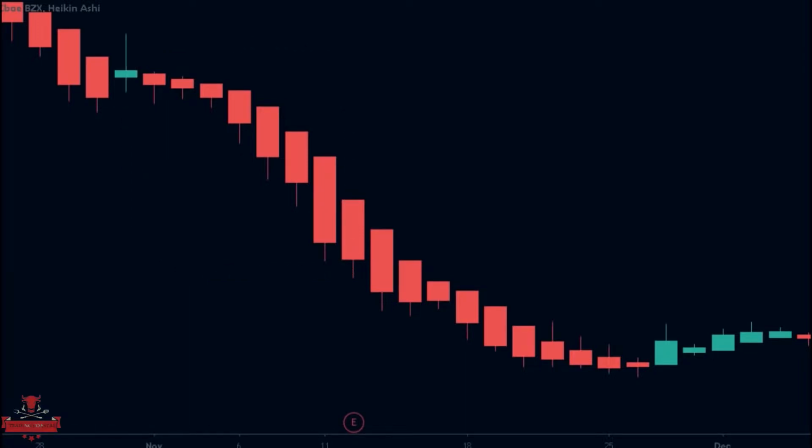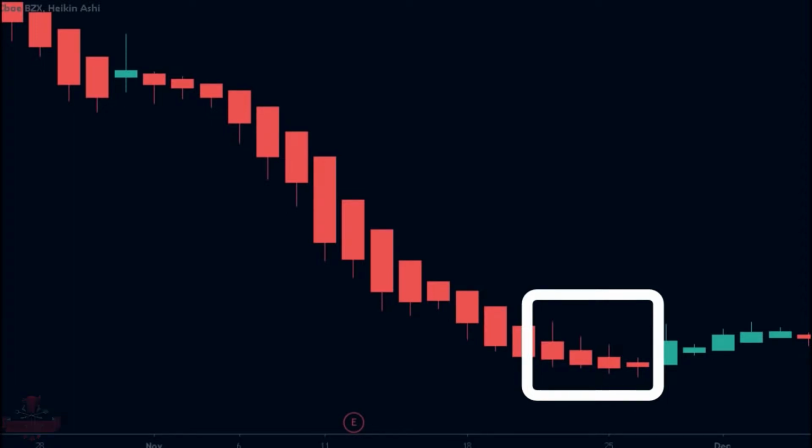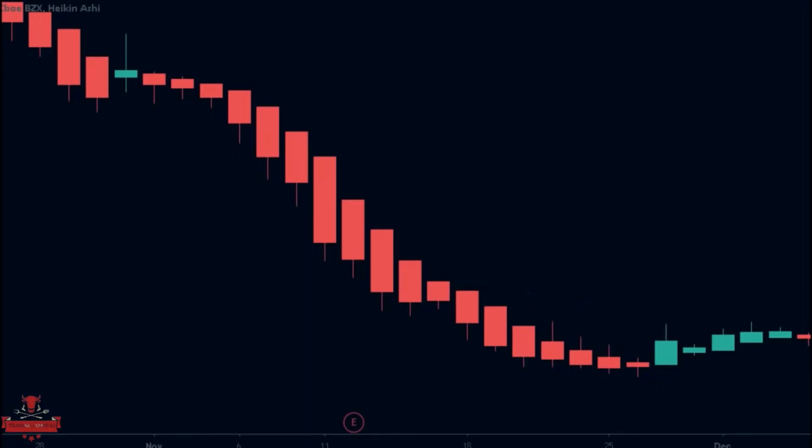When the downtrend becomes weak, the red candles start to have upper wicks. These wicks show that buyers are entering the market. Similarly, the bodies of the candles also become smaller. Again, this also shows that the downtrend is becoming weaker.